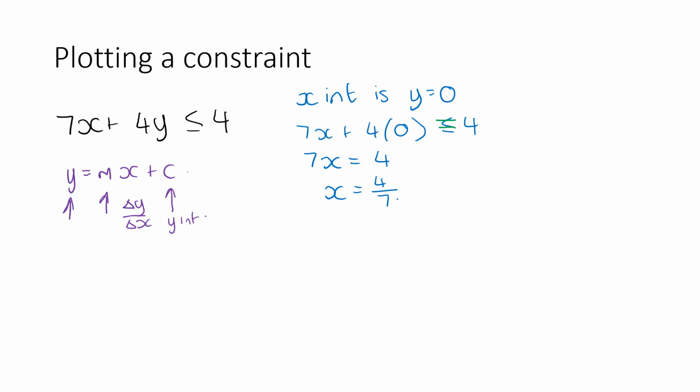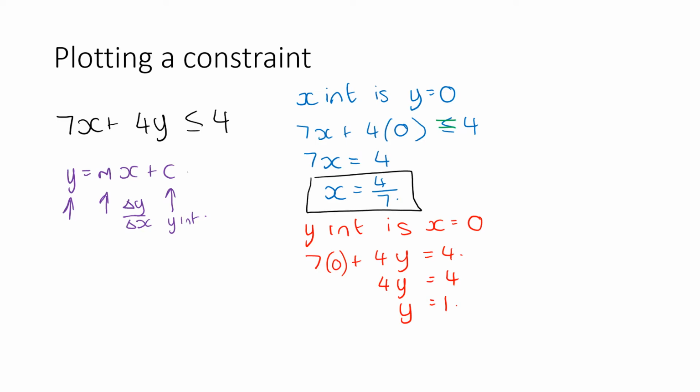Then we can look for our y-intercept, and our y-intercept is going to be where x is equal to 0. So we can again take our equation, 7x plus 4y equal to 4, and then we are going to take the x and make that equal to 0 and solve for our y. So we have 4y is equal to 4, so y is equal to 1. So now when we're plotting on the graph, we know that we're going to have an intercept at x is equal to 4 upon 7 and an intercept at y is equal to 1.